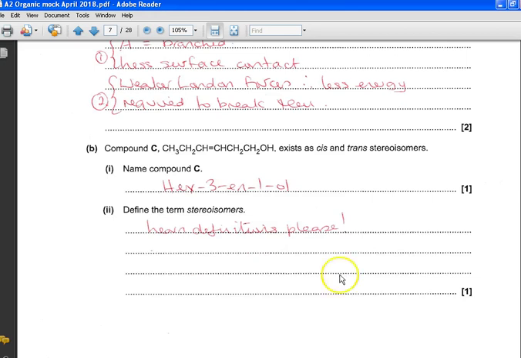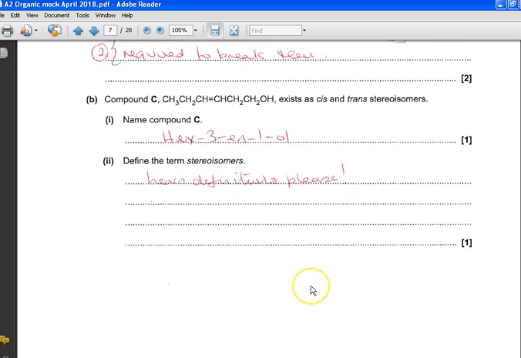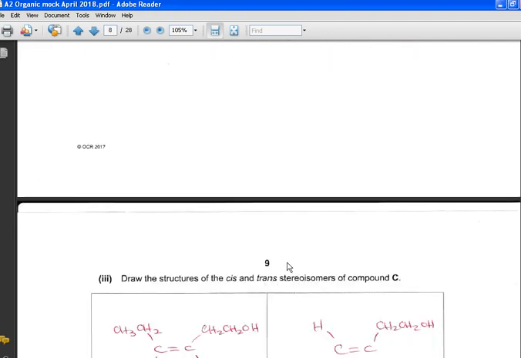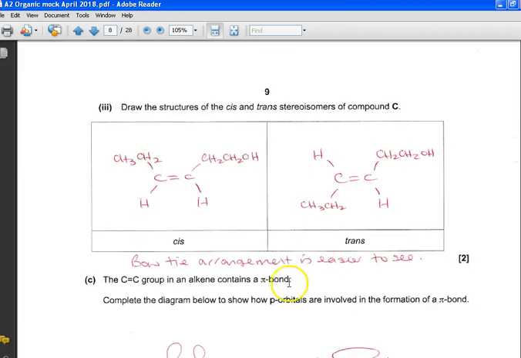Okay, cis-trans, name compound C, hex-3-en-1-ol. I think some of you put 1-hydroxy hex-3-ene or something, which was acceptable. Okay. Definition of stereoisomer, you should know this. You know, it's got the same structural formula. That's the important thing. Obviously the same molecular formula, but the same structural formula, but a different arrangement in space. That's what makes it geometric isomer.